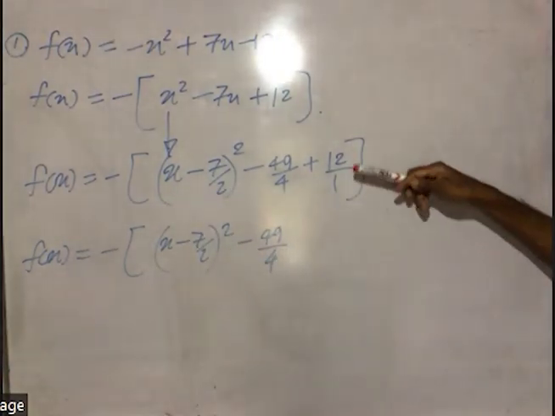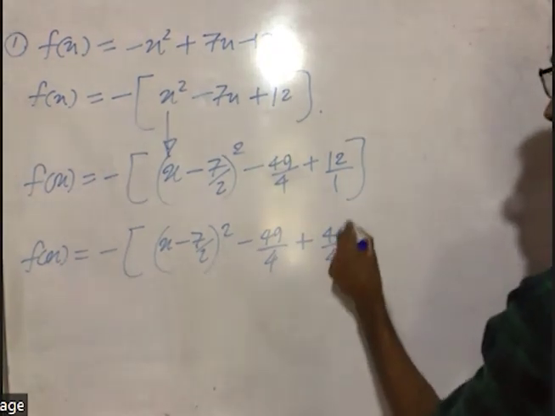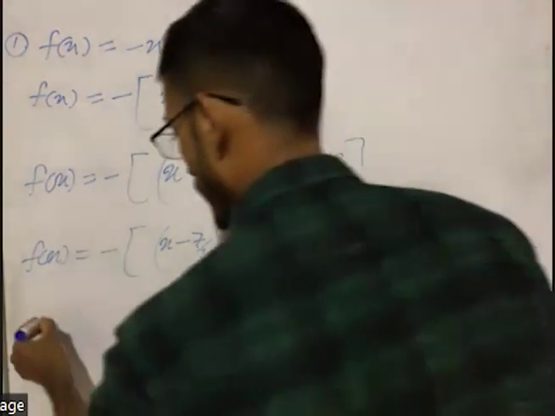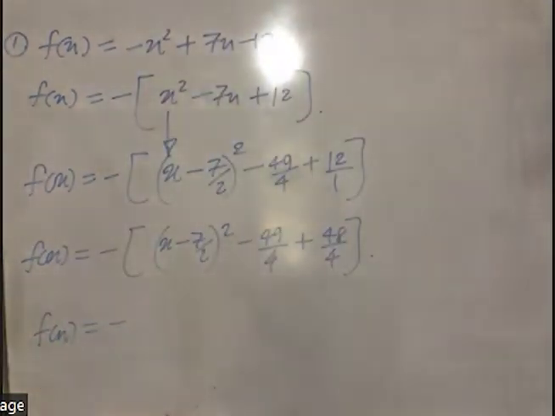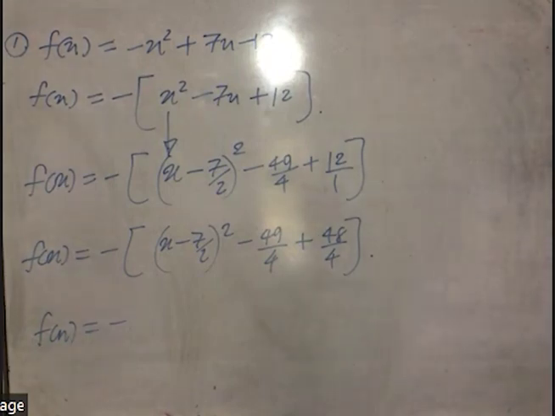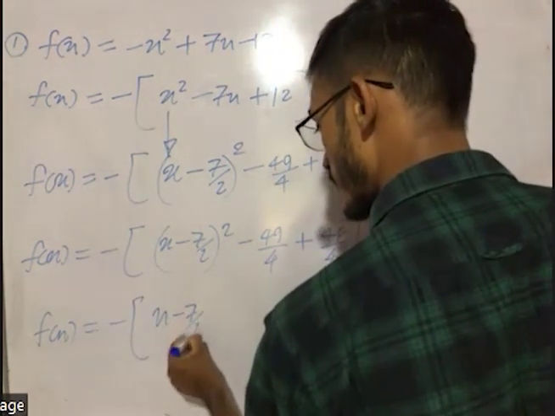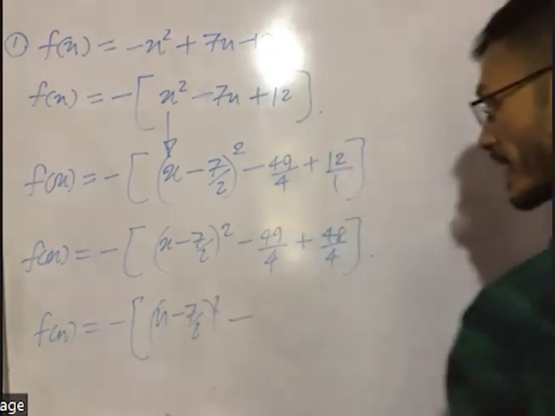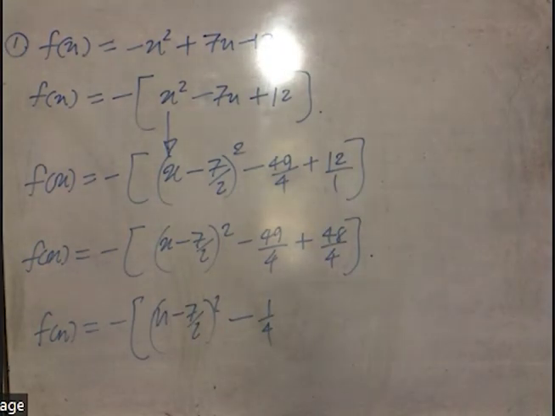Multiply both numerator and denominator by 4. Then we have 48/4. Right? Now we can simplify this. f(x) equal to minus x minus 7/2 square minus 1/4. Minus 1/4. Right.